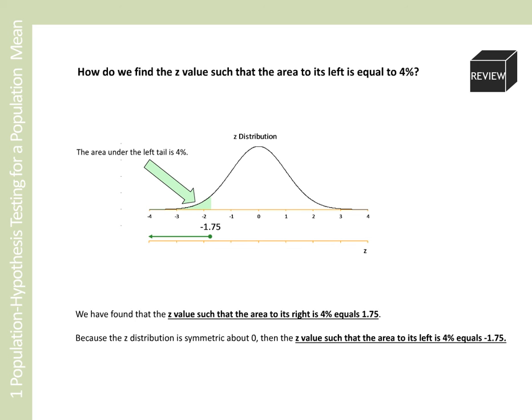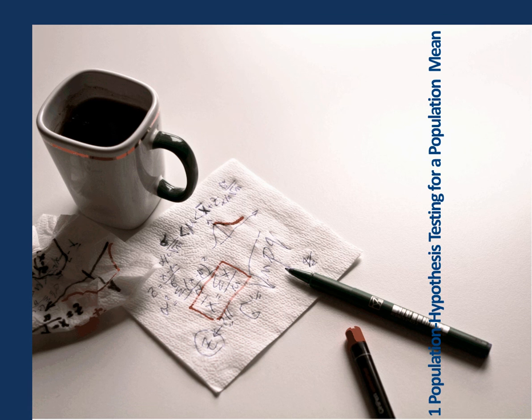Because the z-distribution is symmetric about 0, the z-value such that the area to its left is 4% will be -1.75. Thank you for watching.